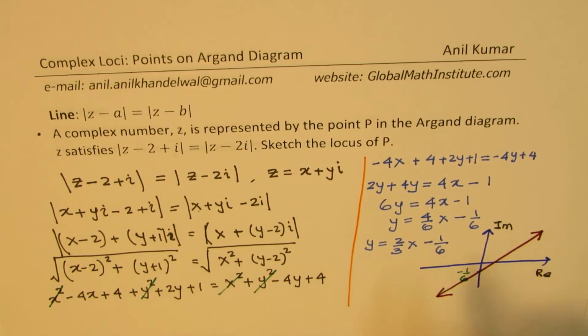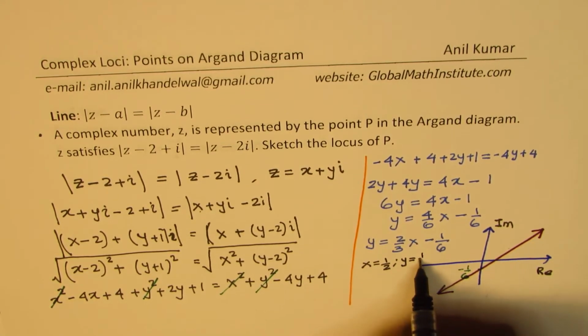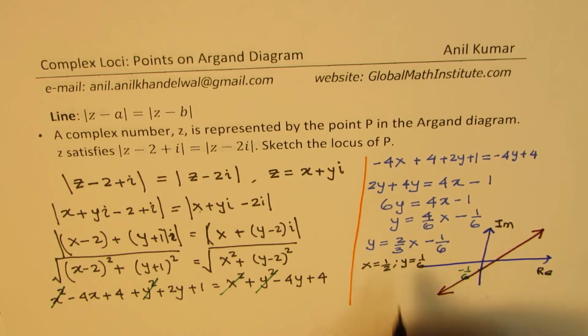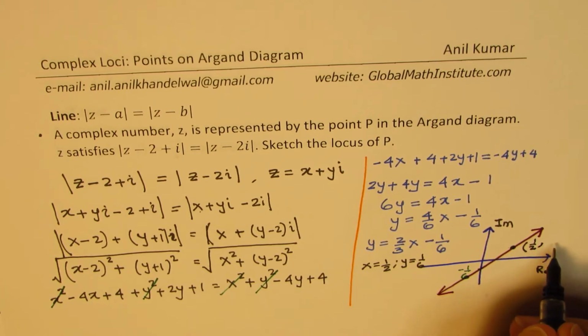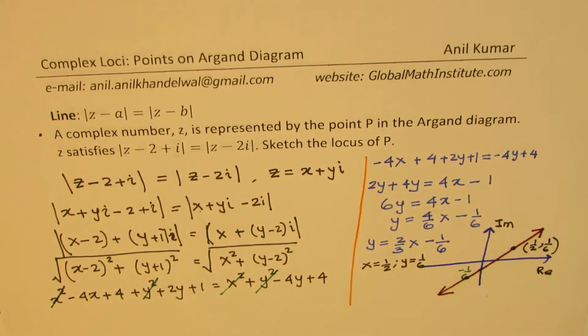Well, we can take a value of x equals half, and then y will be equal to 2 over 6 minus 1 over 6, which is 1 over 6, right? So we can have a point here which will be half, 1 over 6. So that way we can sketch a line with a slope 2 over 3 and the y-intercept of minus 1 over 6.